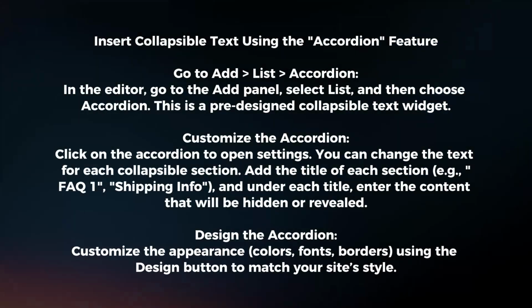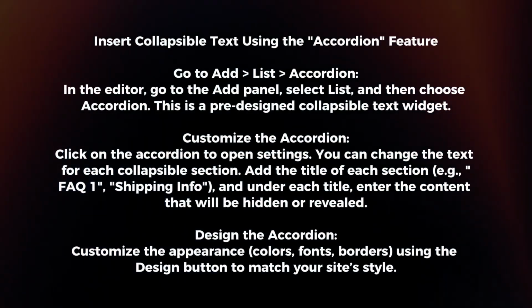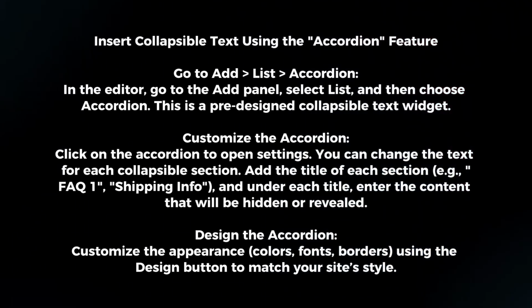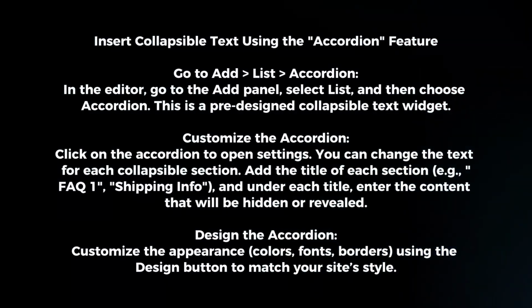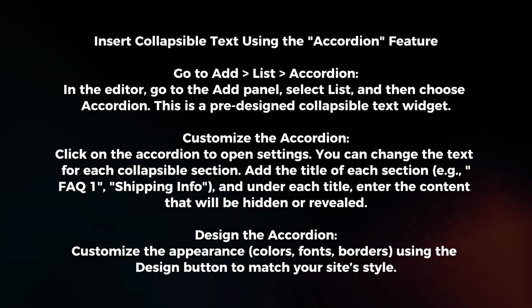Customize the accordion. Click on the accordion to open settings. You can change the text for each collapsible section. Add the title of each section, and under each title, enter the content that will be hidden or revealed.